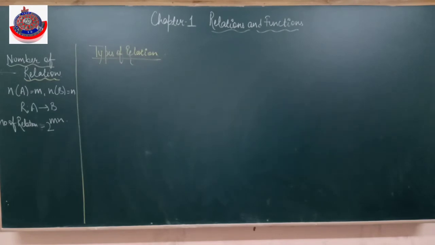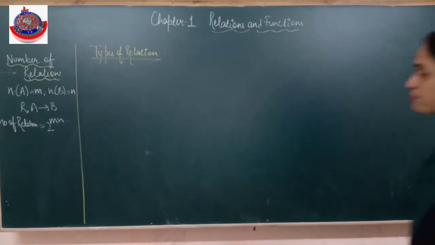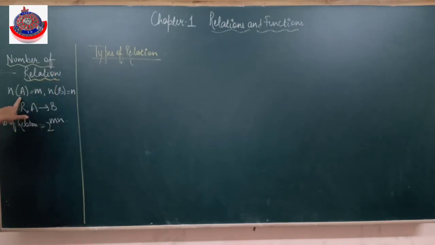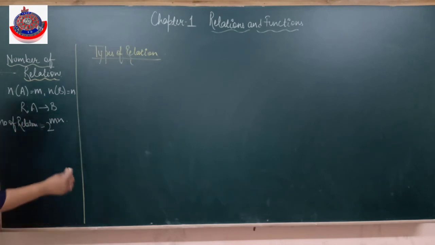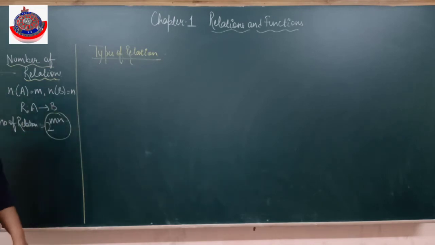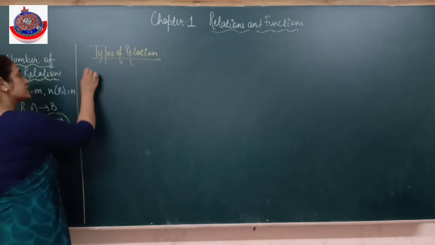Let's start with the topic which is there in your class 12, types of relation. Before that, this also you did in class 11, number of relations. If set A has m elements and set B has n elements, then the number of relations from A to B would be 2 raised to power mn. I hope you remember 2 raised to power mn. Alright.